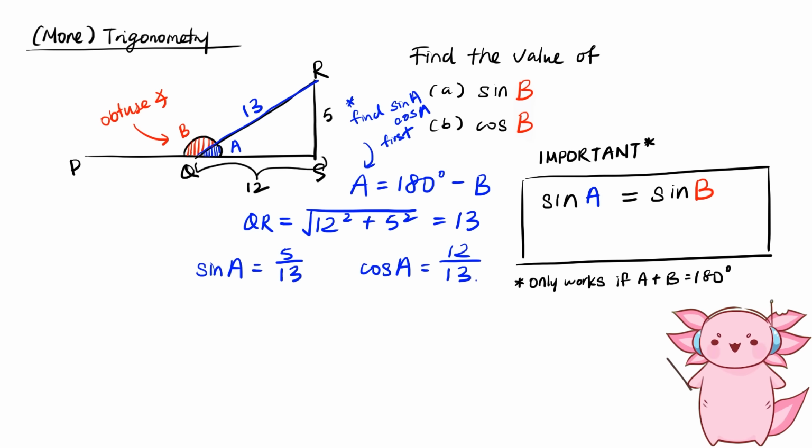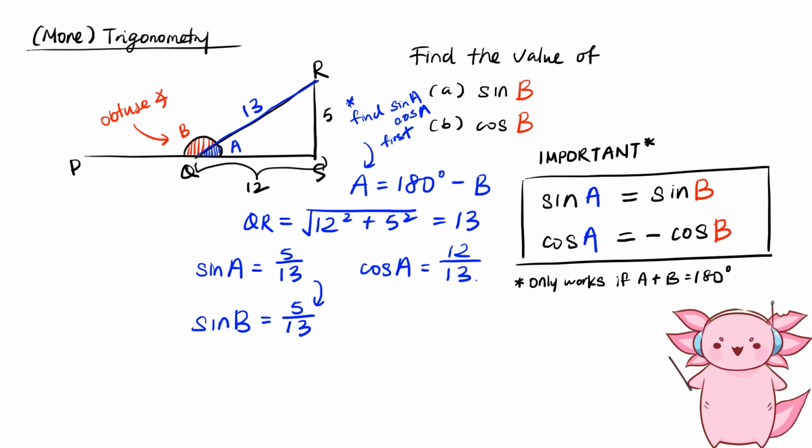Okay, now here's the really important formula relating A and B together. So sine A is equals to sine B, but cosine A is equals to negative cosine B. So the value of sine B is just the same, which is 5/13. Now for cosine B, we have to put a negative sign, so the answer is negative 12/13, and then we are done.